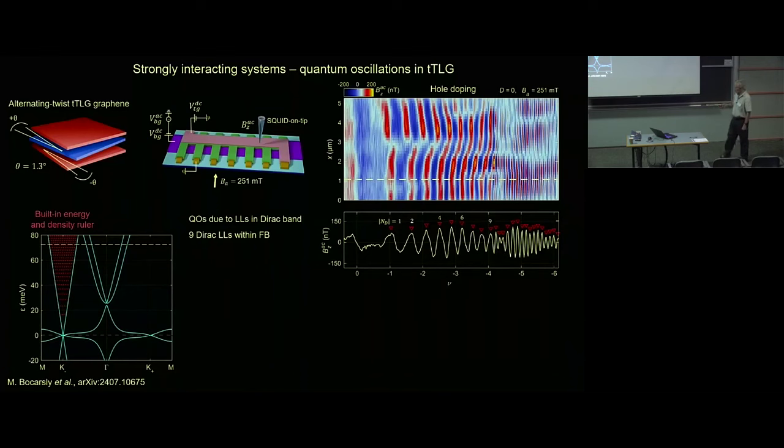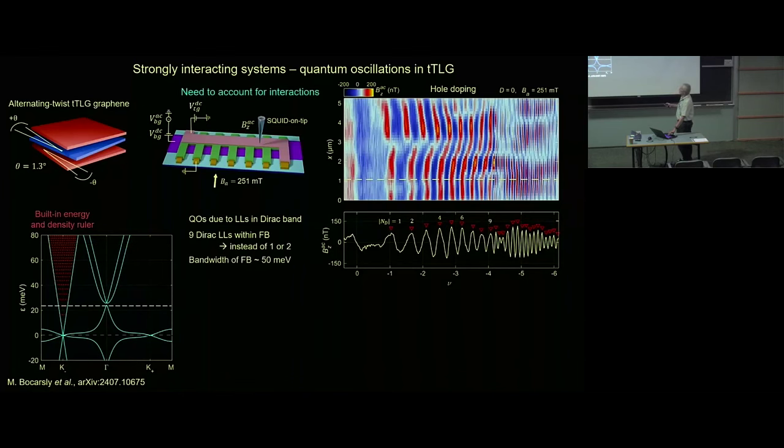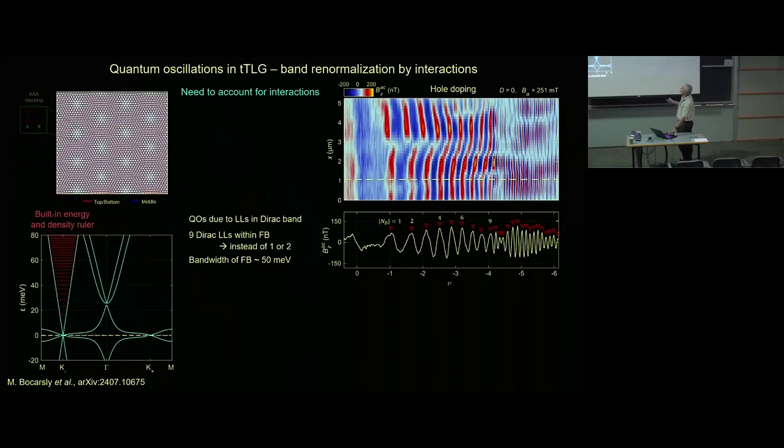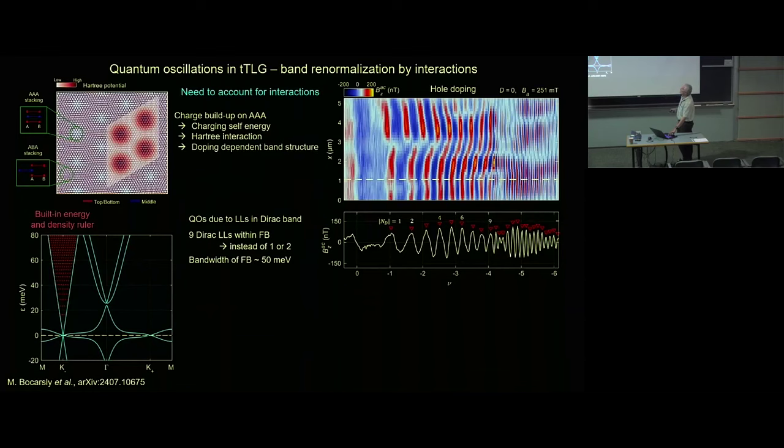But this doesn't make any sense because by the time we fill the flat band, we should have filled only 1, at most 2 Landau levels in the Dirac band. But we actually fill 9 of them. So obviously the single particle picture doesn't work, so we have to add interactions. And the first thing we can do is just to add the Hartree potential. So we know that most of the wave functions in the flat band reside on the AA, which gives charging self energy and a periodic Hartree potential within the unit cell.